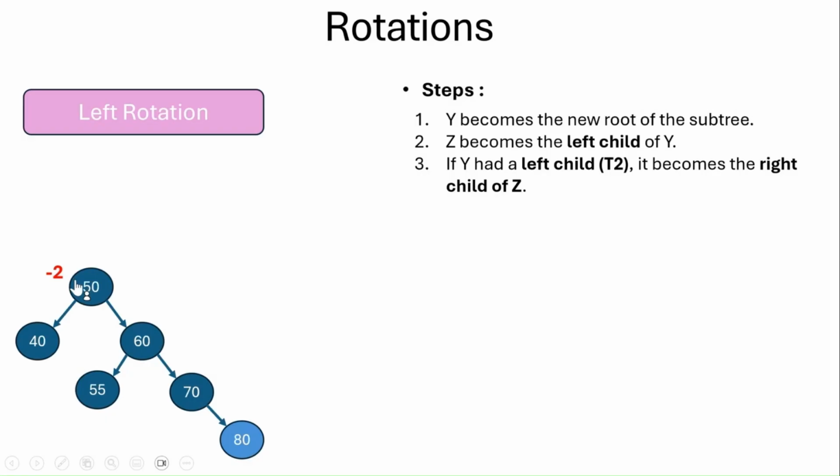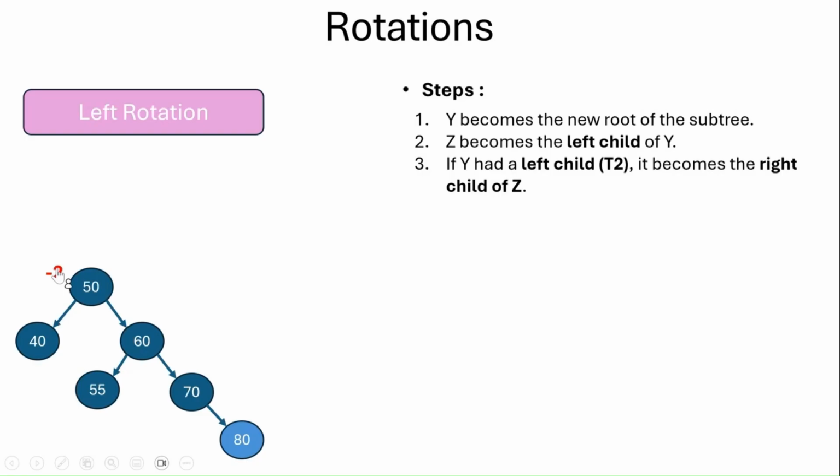In the next video, I will cover the implementation also. In this video, we'll cover the concept. So now 50 became unbalanced because 1 minus 3 is -2. So the right subtree of 50 is heavier. Now we'll do left rotation in this case. How did we come to know it is right?